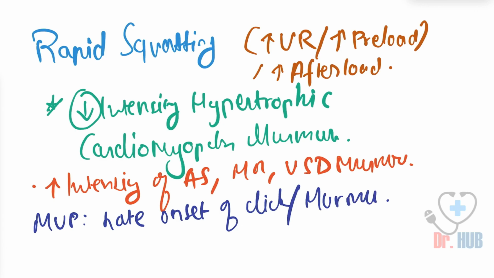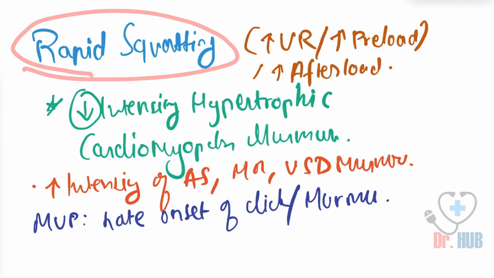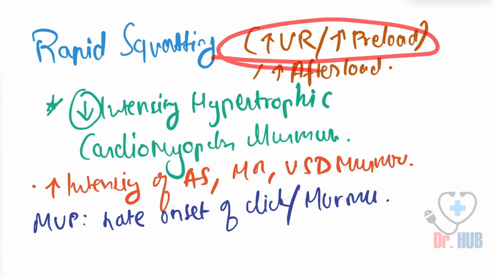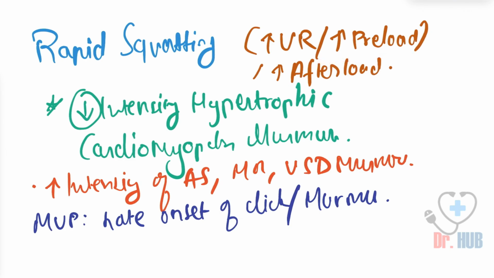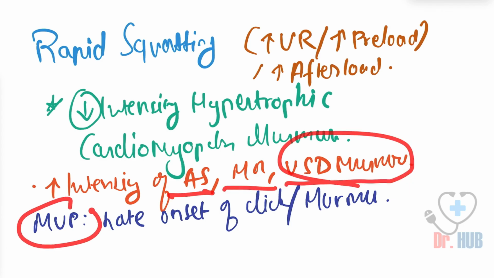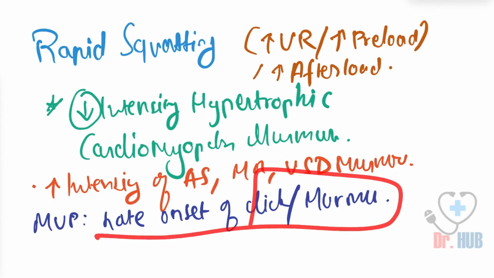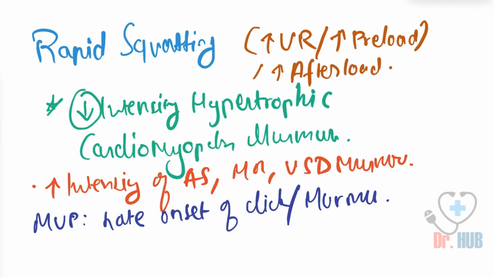Now just to recap, we saw rapid squatting. In terms of rapid squatting, there's an increase in the VR, the preload as well as the afterload. The effect is a decrease in the intensity of the hypertrophic cardiomyopathy murmurs, and an increase in the intensity of the AS, the MR as well as the VSD murmurs. As far as the MVP is concerned, there's a late onset of the click or the murmurs.